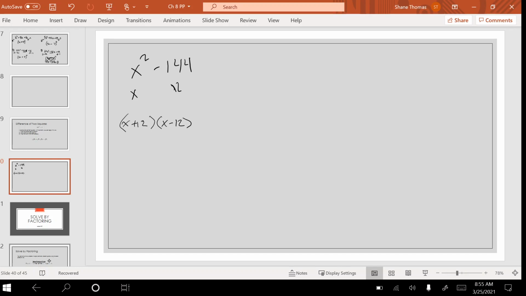All right. Next one. M squared minus 225. Is m squared a perfect square? Yeah. Is 225 a perfect square? Yeah. The square root of this is m. What's the square root of 225? Sure? You sure? How about 15? Okay. So, m and 15. It's a minus, so we're good. M plus 15, m minus 15. Done.